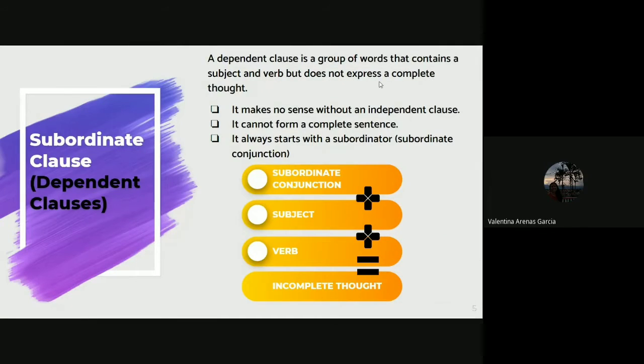So, subordinate or dependent clauses. These are a group of words that contain a subject and a verb, but don't express a complete thought. There are some tips that help us to identify a subordinate clause. For example, it makes no sense without an independent clause. It cannot form a complete sentence. It always starts with a subordinator. In this structure, we can see that it always starts with a subordinator. After that, there's a subject, then a verb, and as a result, an incomplete thought.